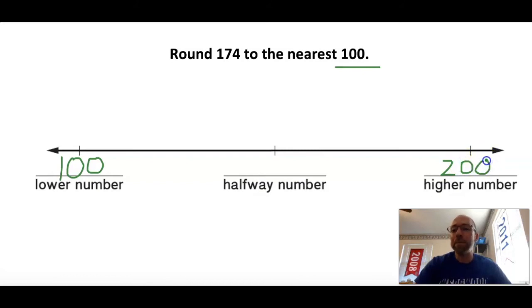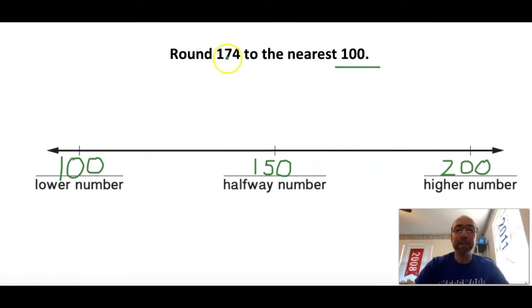What would be the halfway number between 100 and 200? Well, the halfway number is 150. Now, where would 174 be on my number line? Well, I don't need to put every single tick mark for every single missing number. I can go ahead and estimate where it would be.